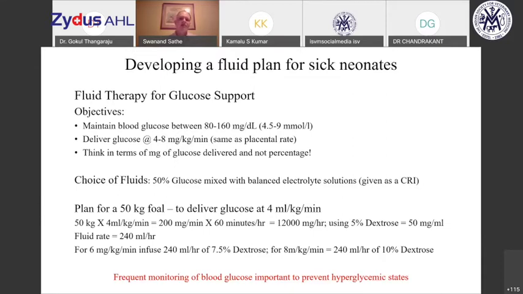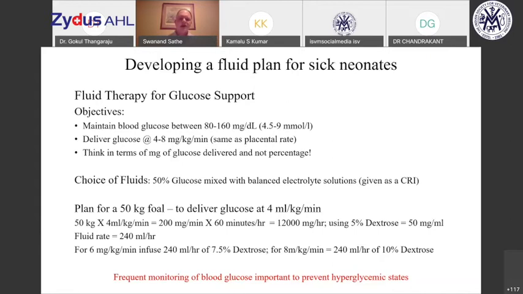Right? So again, for a 50 kilogram foal, if you have to deliver glucose at 4 milligrams per kilogram per minute, how are you going to do it? You need to multiply 50 by 4, which gives you approximately 200 milligrams of glucose per minute, right? If you calculate this for an hour, multiply by 60 minutes, that's about 12,000 milligrams of glucose per hour using 5% dextrose, which is 50 milligrams per ml. Now, if you need to give this over a 24-hour period, your fluid rate should be about 240 ml per hour.